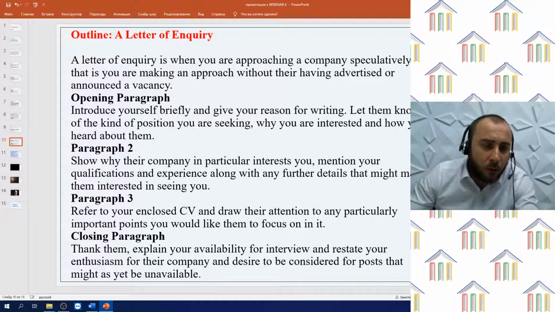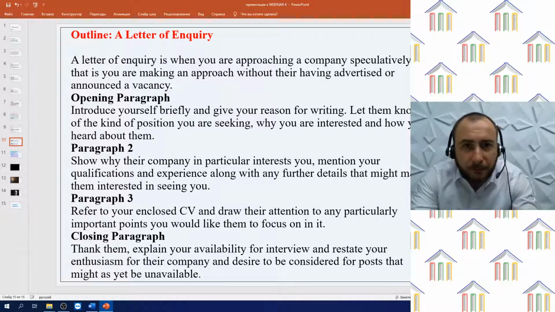Outline a letter of inquiry. A letter of inquiry is when you are approaching a company speculatively, that is, you are making an approach without their having advertised or announced a vacancy. Opening paragraph. Introduce yourself briefly and give your reason for writing.